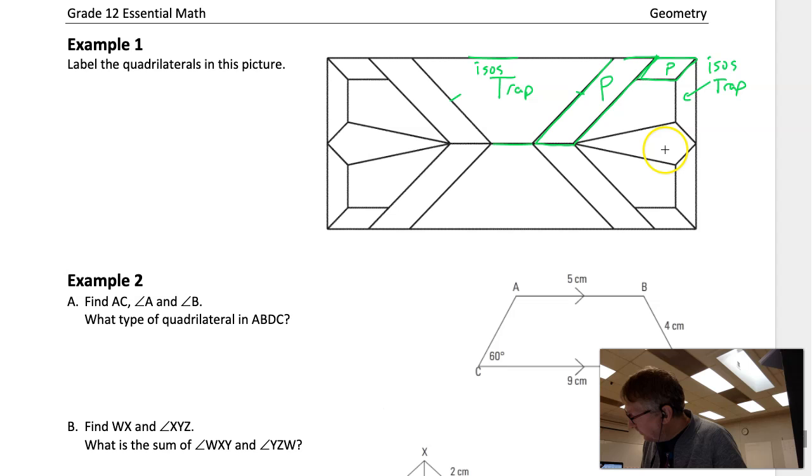What's this one here? Can you see that if you draw this diagonal and this diagonal here, can you see them meeting at a 90? Can you see that this one is K for kite?